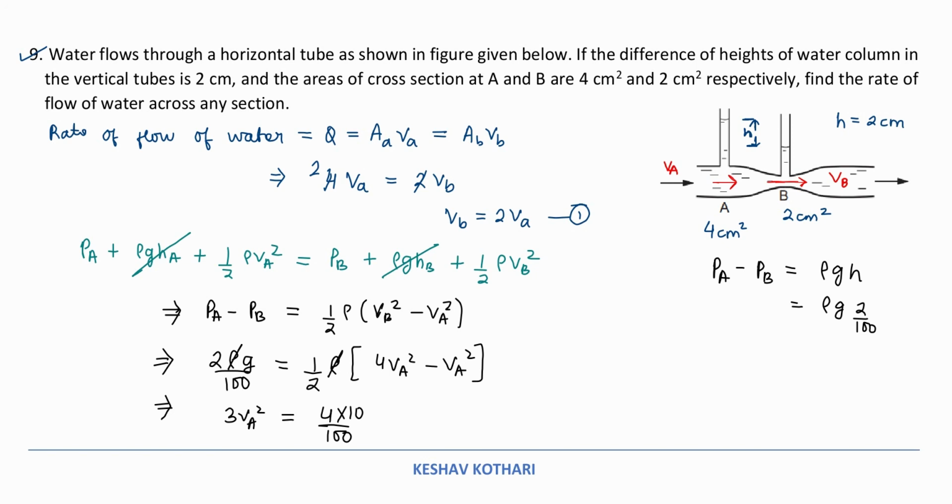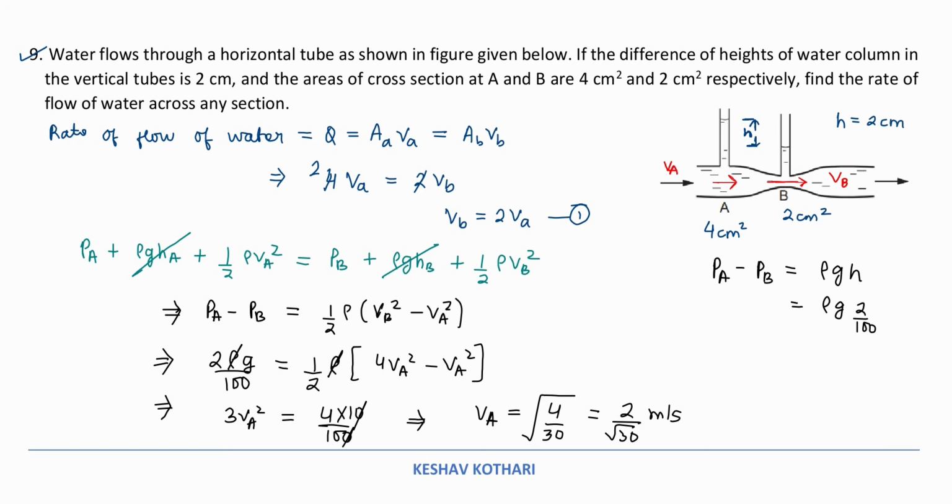4 into 10 by 100. So from here I can say that VA is equal to 4 by 30 square root, that is it is equal to 2 by root 30 meter per second. So this 2 by root 30 meter per second is the value of velocity at A.